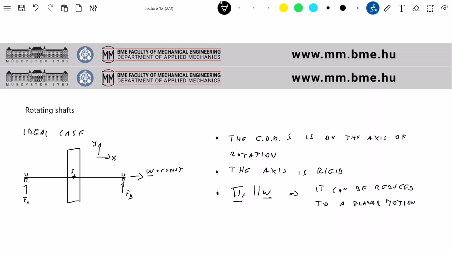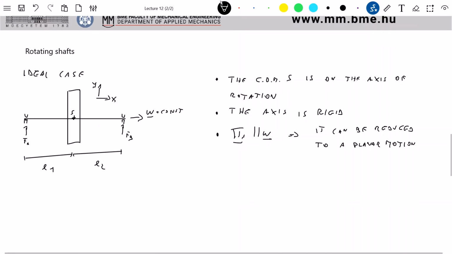Okay, so now let's see, this is L1 and this is L2. So what we have here, if we have a system like this, we want to find the equation of motion and find the forces and everything of this system. So we have acceleration of the center of mass, since it's on the axis of rotation, is 0.